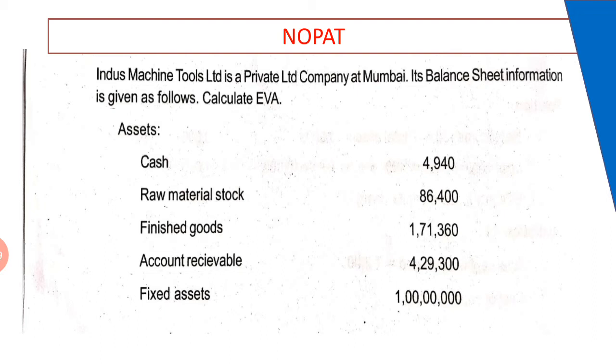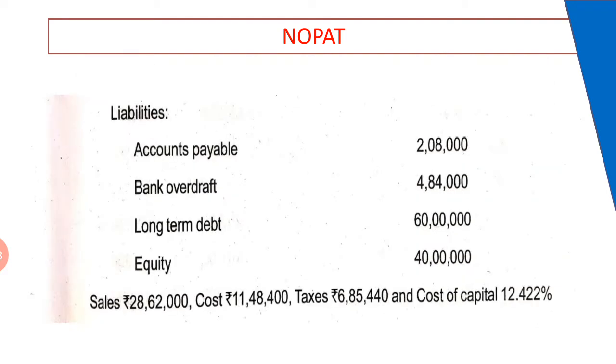Another problem. Indus Machine Tools Limited is a private limited company at Mumbai. Its balance sheet information is given as follows. We are given a balance sheet. This is the current asset side: cash, raw material, finished goods, accounts receivable and fixed assets. This is the liability side: accounts payable, bank overdraft, long-term debt, equity. We are also given some additional information: sales, cost, tax, cost of capital. From this we have to calculate EVA.